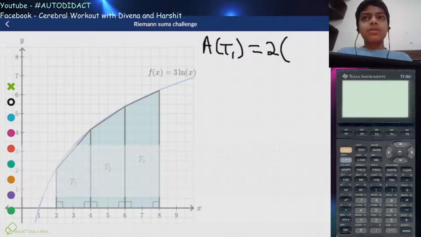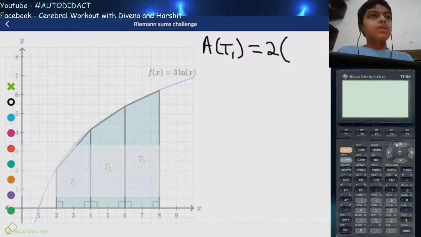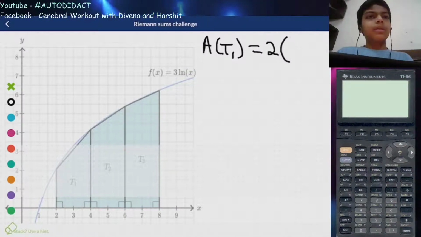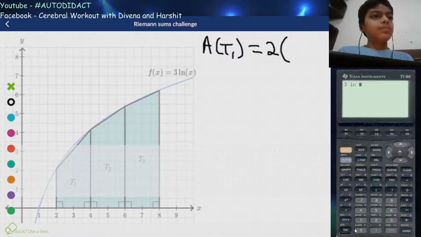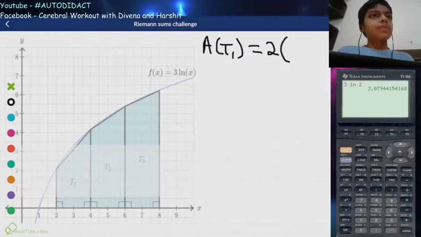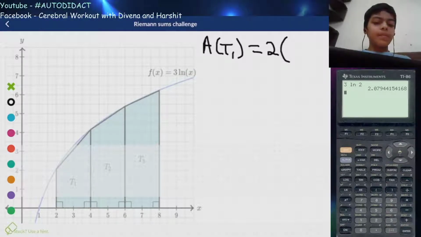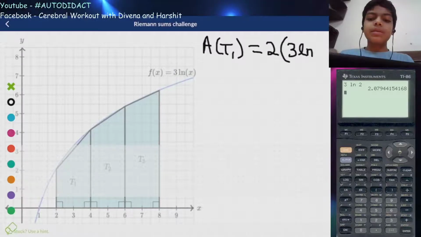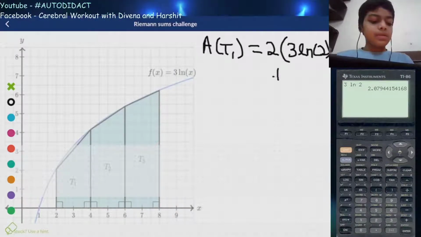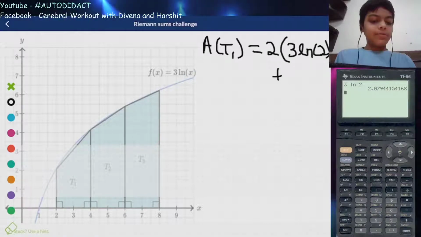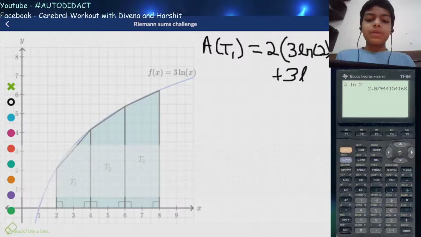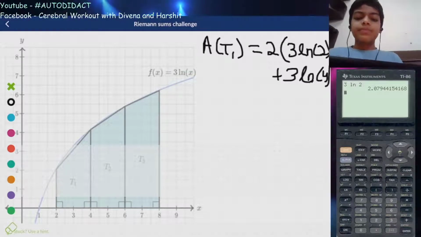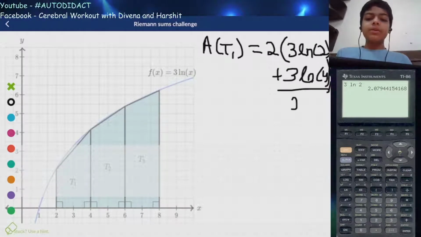I want to find out what 3 ln of 2 is. Okay, so that is 2.07. But let's just say this is equal to 3 ln of 2, plus, when x is 4, it will be 3 ln of 4. This thing will be divided by 2.